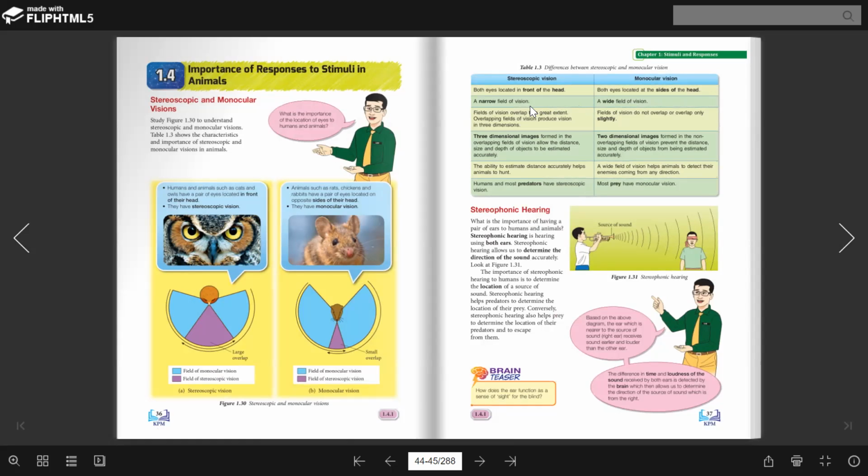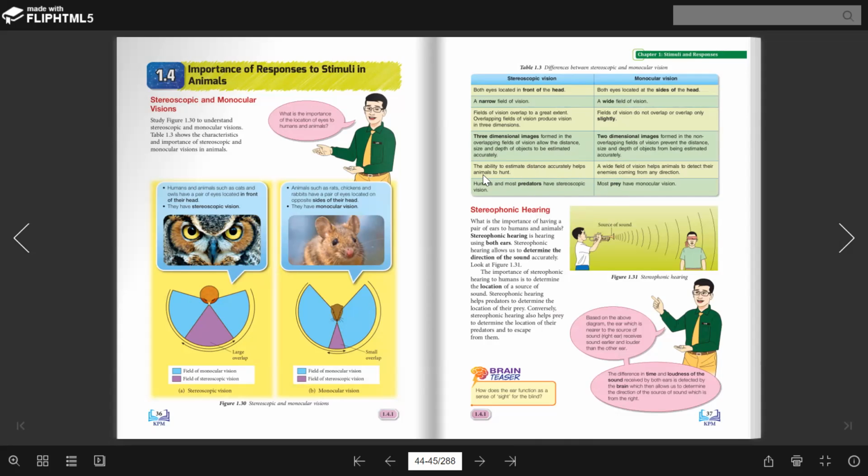Next, stereoscopic vision has a narrow field of vision, but monocular vision has a wide one. Here you see in the blue color, this one is narrow, this one is wide. Humans and most predators have stereoscopic vision, like tiger and like human. But the prey have monocular vision.